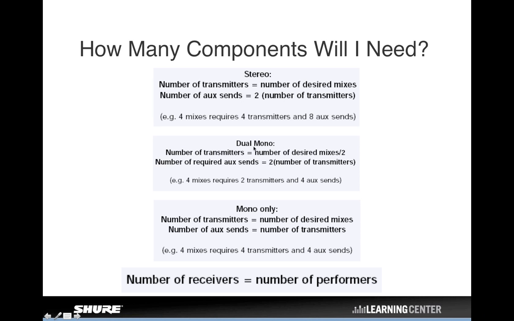The same thing in dual mono mode: twice as many aux sends as transmitters, but you need half as many transmitters because each transmitter can put 2 mono mixes up on the air. And of course, if you're doing mono, which you would do maybe with PSM 200 or something like that, the number of transmitters equals the number of desired mixes. Again, in all cases, the number of receivers equals the number of performers. 5 people in your band, you need 5 receivers.